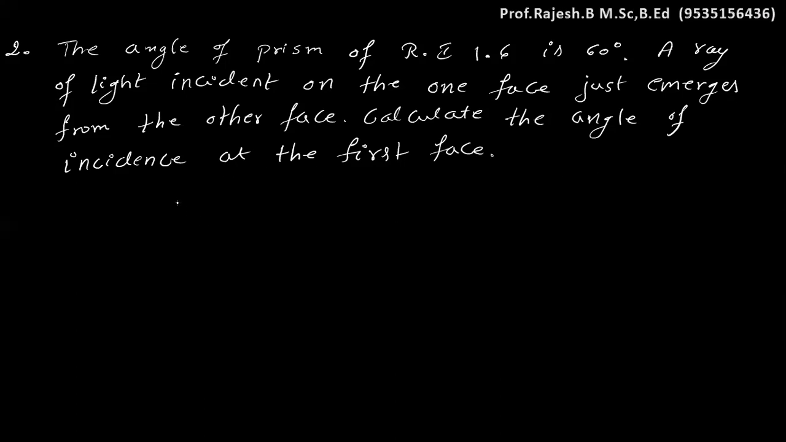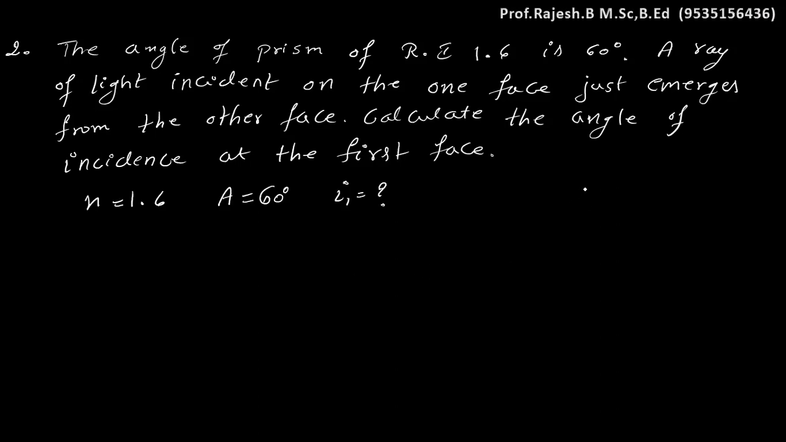Yeah, this is the question. Next question. The angle of prism of refractive index 1.6 is 60 degree. The refractive index value is given, right? So it is 1.6 and the angle of prism is 60 degree. A ray of light incident on one face just emerges from the other face. This is the condition. Calculate the angle of incidence at the first face.